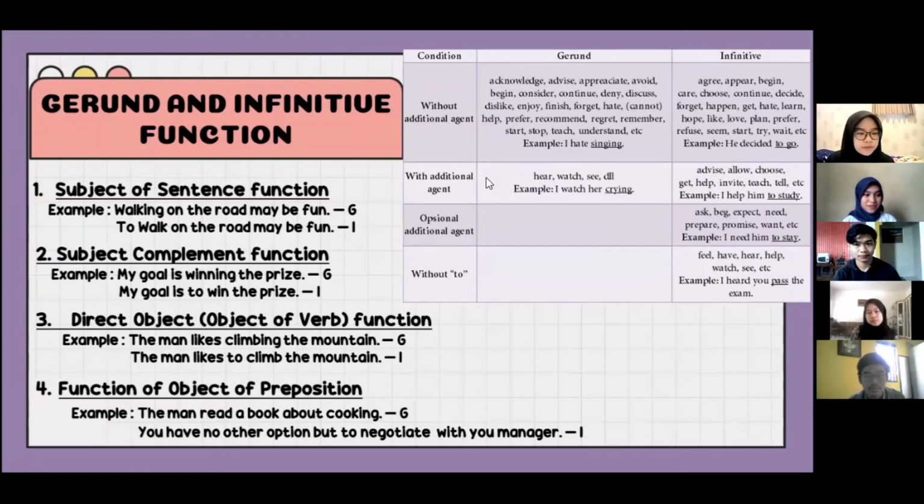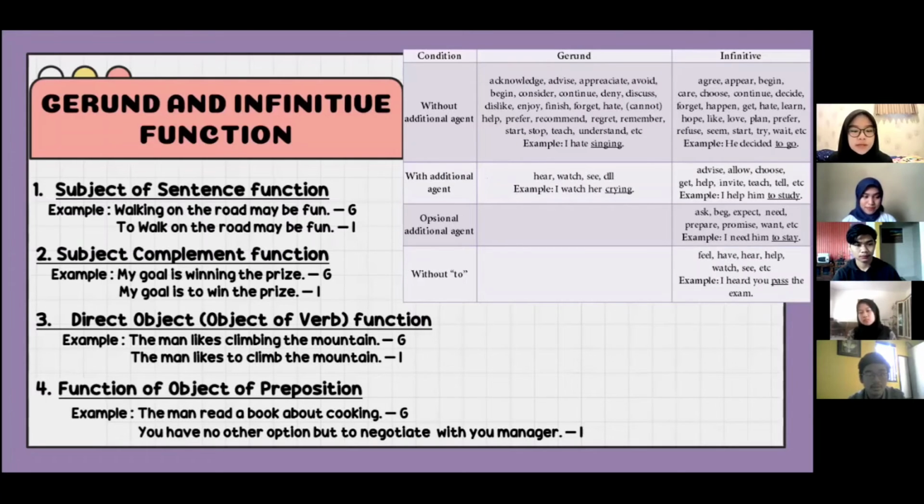Gerund and infinitive function. 1. Subject of sentence function. Example, walking on the road may be fun for the gerund, and to walk on the road may be fun for the infinitive. The two sentences above use the gerund and infinitive and can be used as a subject of a sentence.